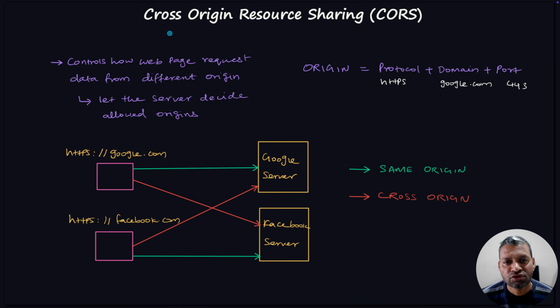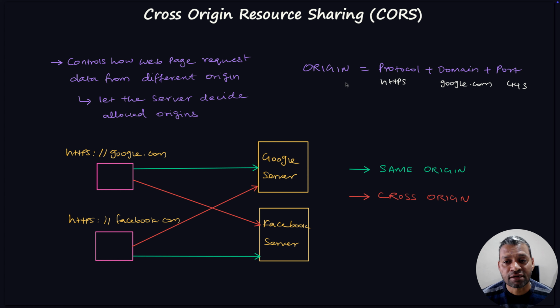Let's understand cross-origin resource sharing in this video. This is also known as CORS. Cross-origin resource sharing controls how a web page requests data from a different origin. In other words, it lets the server decide what origins are allowed.